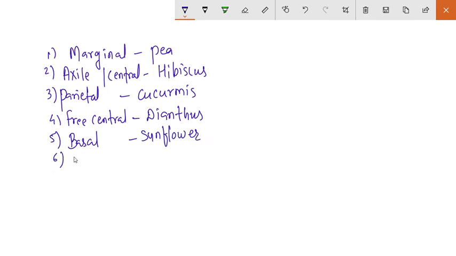And the last one, that is the superficial. Superficial म्हणजे मल्टीकार्पेलरी किंवा पॉलिकार्पेलरी, सिनकार्पस, मल्टीलॉक्युलर कंडिशन आहे, पण फक्त मार्जिन किंवा सेंट्रल ॲक्सिसला न राहता ऑल इनर वॉलवर लॉक्युलमध्ये ओव्हिल्स राहतात. ओके, सो दॅट इज द सुपरफिशियल. एक्झाम्पल, निम्फिया.